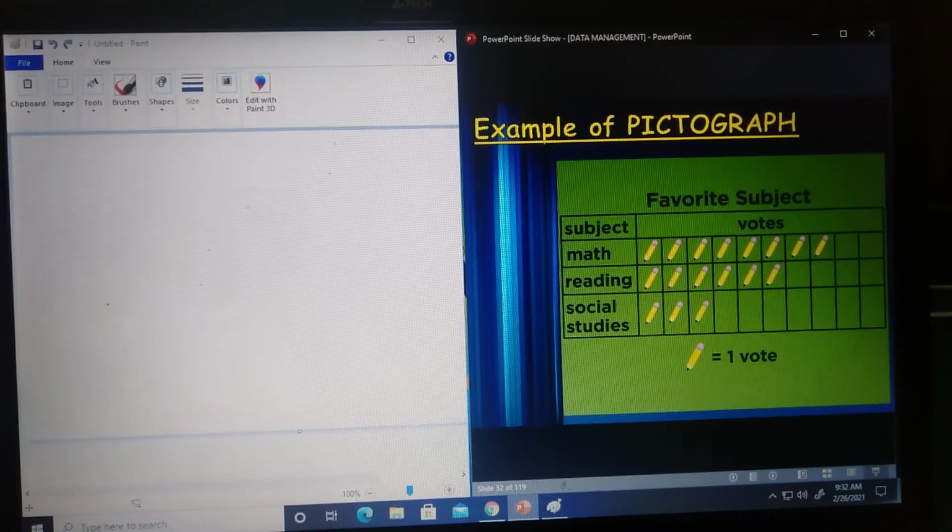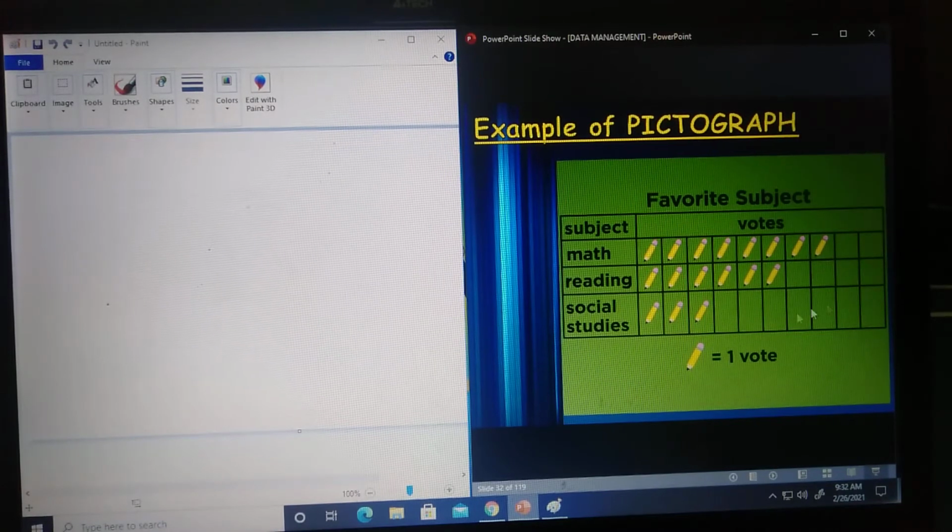For example, yung nakikita yung picture is ang isang pencil ay equivalent ng 1 vote. So, makikita natin, tinanong natin ang mga estudyante kung ano ang favorite subject nila. And based on the data na binigay nila, we have majority of the students loved mathematics with 8 votes. Ayan, then followed by reading, and then social studies. So, those are the different graphical presentation in presenting data.